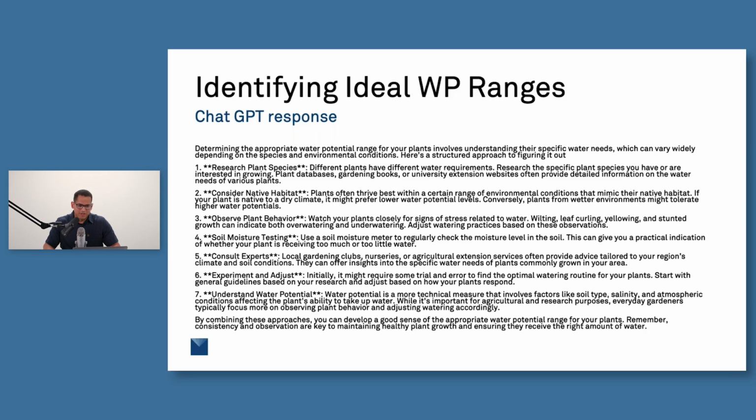It was a long series of response, but it all essentially boiled down to: one, research your plant species; two, consider the native habitat.